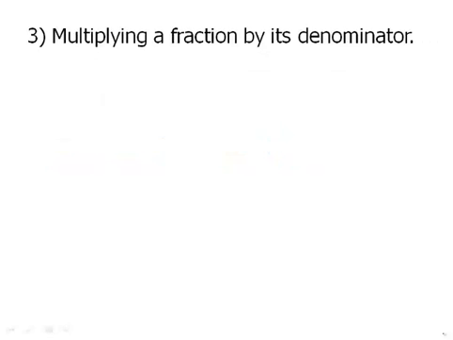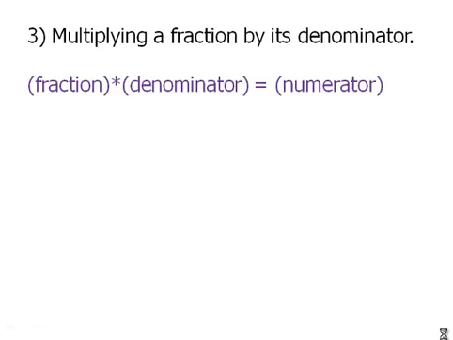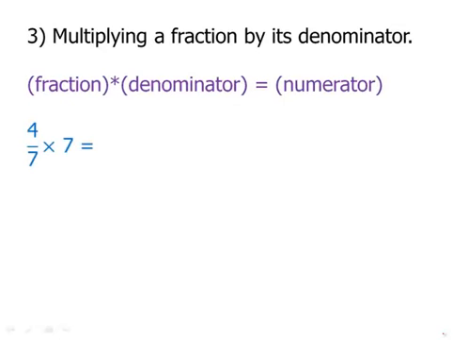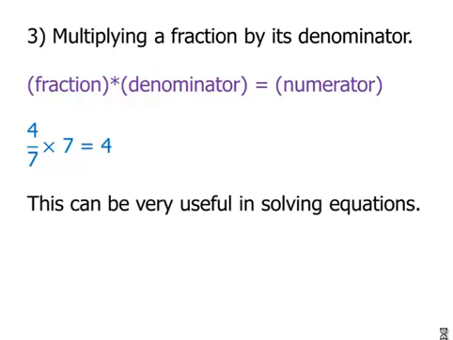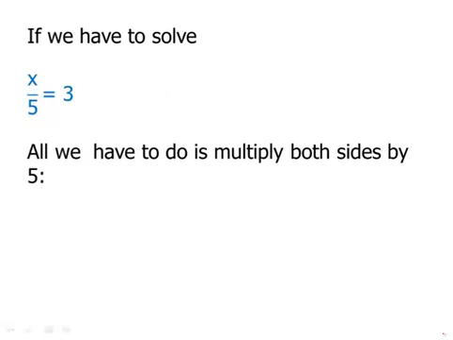The third idea we'll talk about is multiplying a fraction by its denominator. And the big idea is fraction times its denominator equals the numerator. So, for example, 4/7 times 7 just gives us 4. This can be very useful in solving equations. So, for example, if I have to solve for x, all I have to do is multiply both sides by 5, and it will cancel on the left side, and of course I'll get x equals 15.